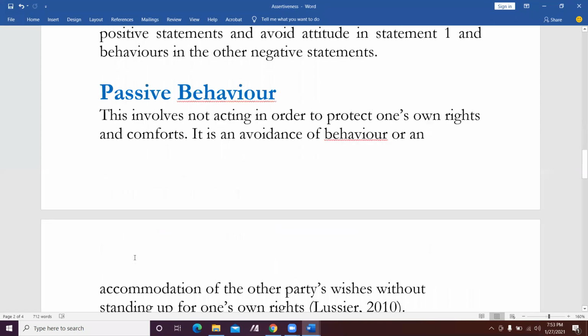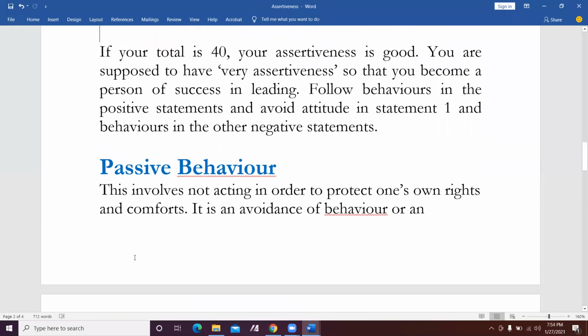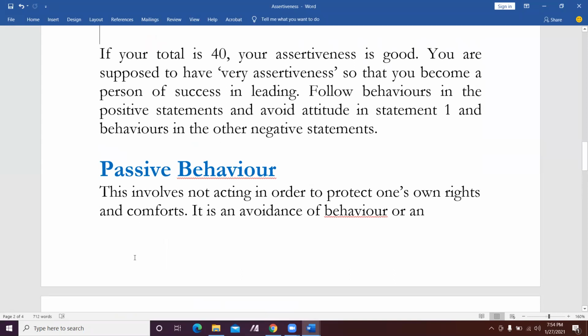Right. Now let me draw your attention to three types of behavior. The first one is passive behavior, which I want to discourage within you. Sometimes passive behavior is needed, so be intelligent. But if you want to be a successful leader, then being passive is not good.